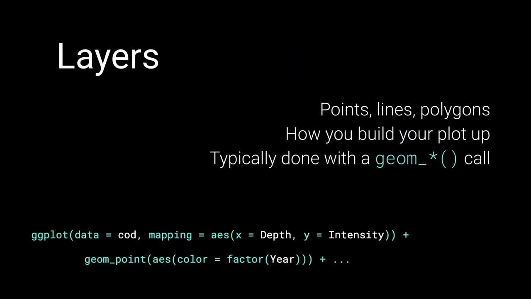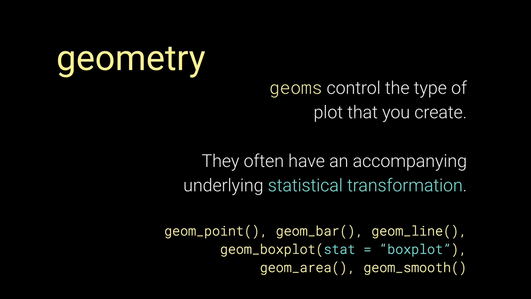All right, so a layer, as we've said before, can be a point layer, a line layer, polygons. It's just how you build your plot up to look the way that you want it to look. Typically, this is done with a geometry call. In the code example below, we're adding a point layer below the main ggplot call. And every layer needs to have the following components in order to display correctly. So it has a geometry. Geometries control basically the type of plot that you create, whether it's a bar plot or a scatter plot. The geom is often named for the type of plot that you're creating. Some examples are at the bottom of this slide here.